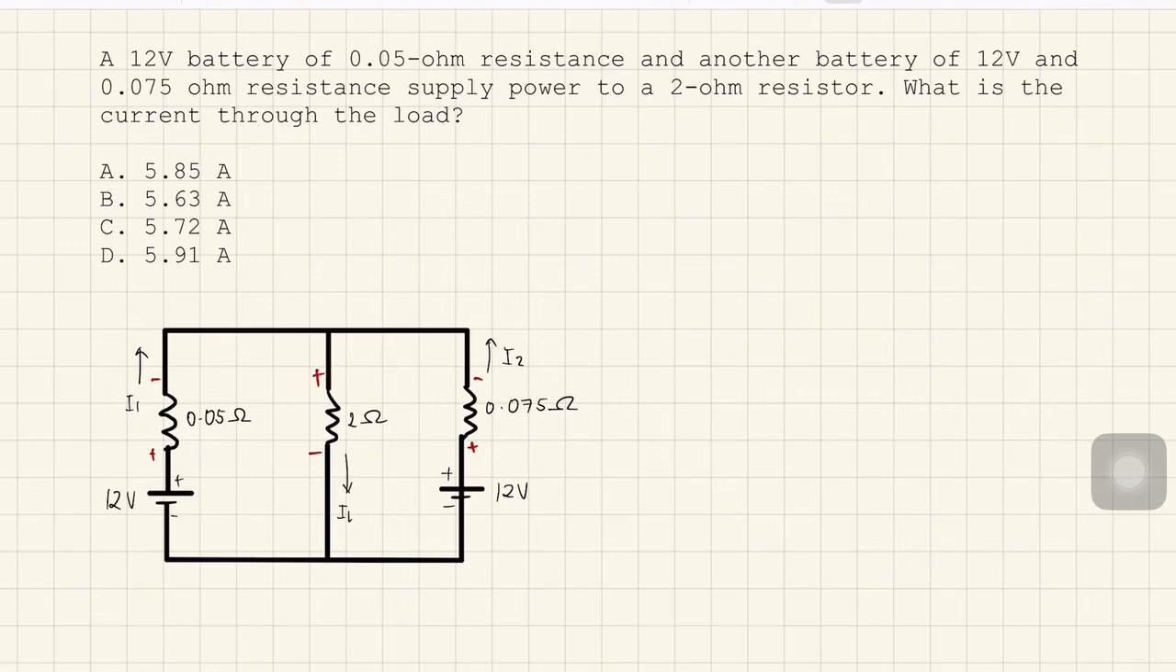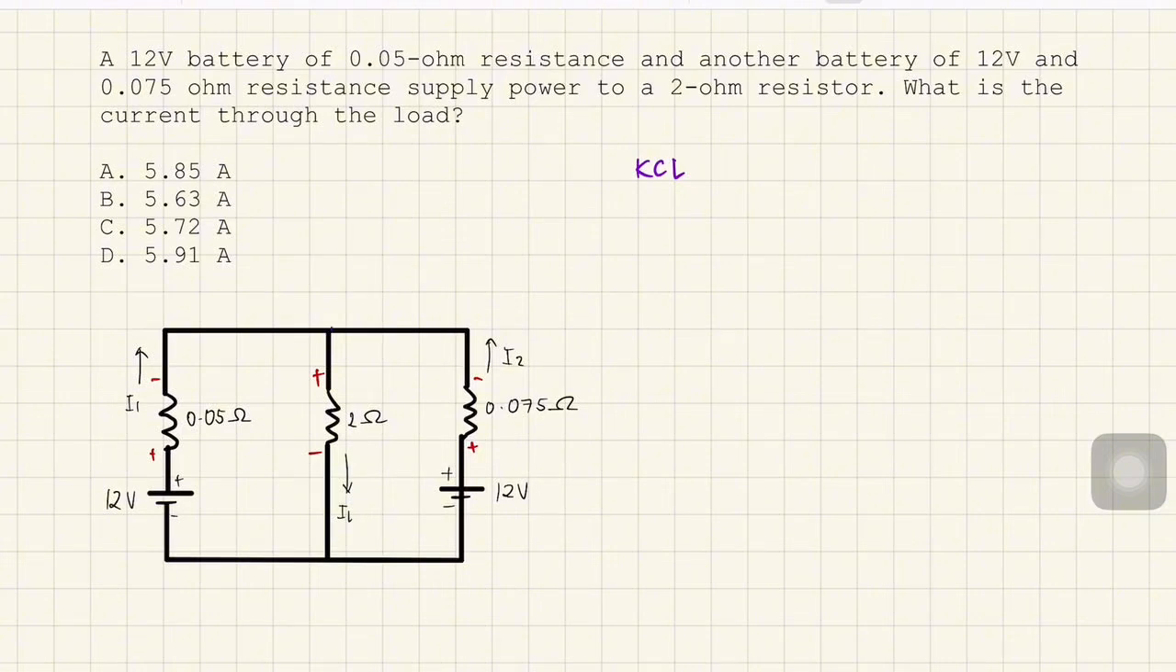Next is to write our equations, and since we have 3 unknowns, therefore we'll need to find 3 equations as well. So for KCL, remember that the current flowing in is positive and the current flowing out is negative.